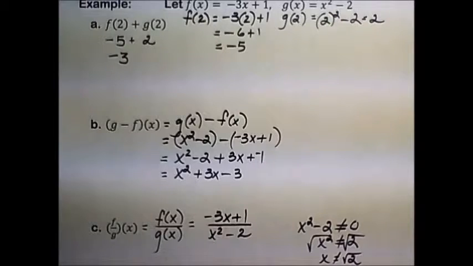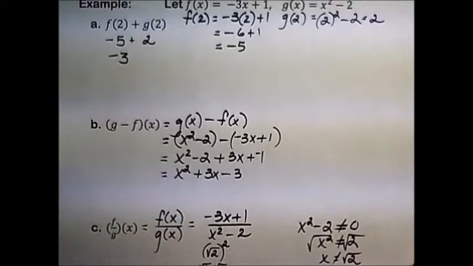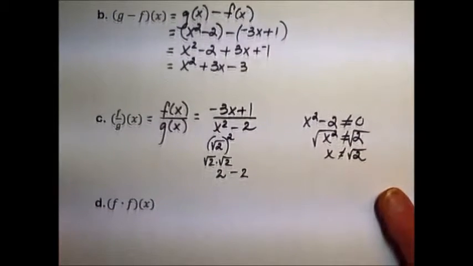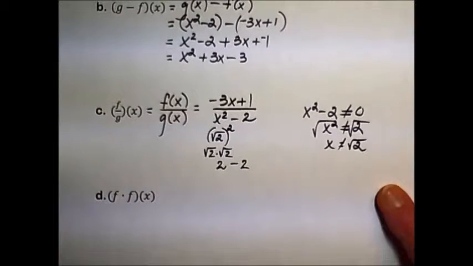Our domain can be all real numbers except x cannot be the square root of 2, and if you plug that in, the square root of 2 squared would result in square root of 2 times square root of 2, which leaves us a 2, and 2 minus 2 is giving us that 0 in the denominator. So our domain could be all real numbers with that one exclusion of x not being the square root of 2. This last example is asking us to multiply the two functions together, and the two functions are the same.